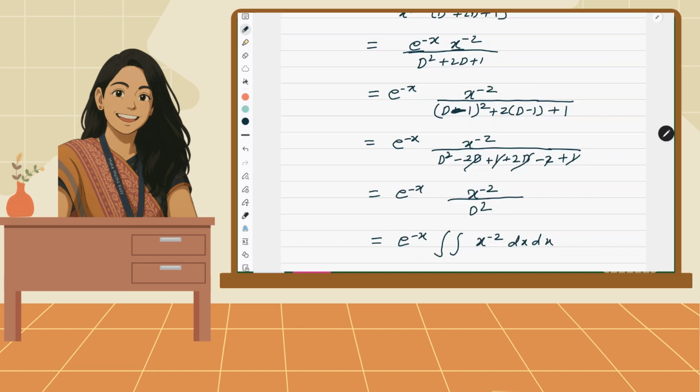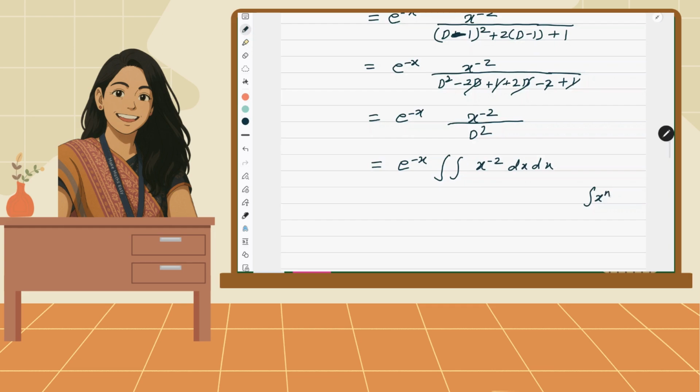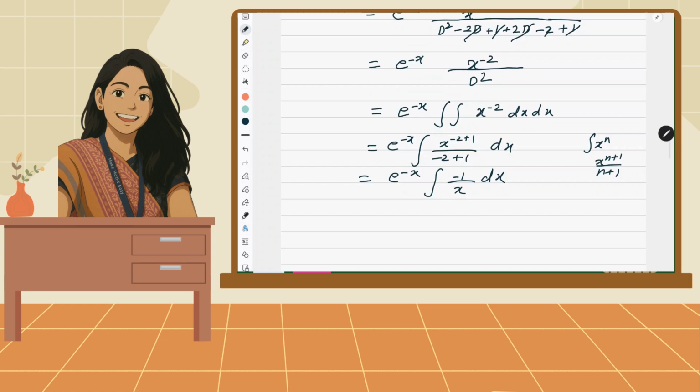Okay. Now tell me, what is the integration of x to the power n? It is x to the power n plus 1 upon n plus 1. So apply it. So e to the power minus x integral x to the power minus 2 plus 1 upon minus 2 plus 1 dx. So it is e to the power minus x and integral minus 1 by x dx. Okay, x to the power minus 1 is 1 by x. Now how to integrate this? e to the power minus x, negative sign I will put here. What is the integration of 1 by x? Log x. So this is my PI.